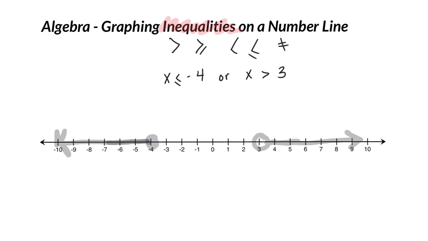So inequalities are just not equal to. Instead of getting a single number, they give us a region. They say they're all the numbers over here or all the numbers over here.